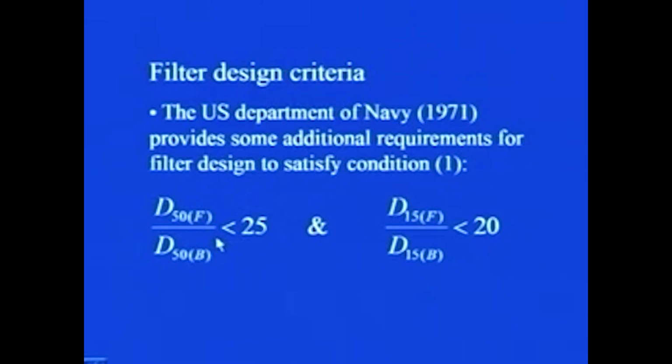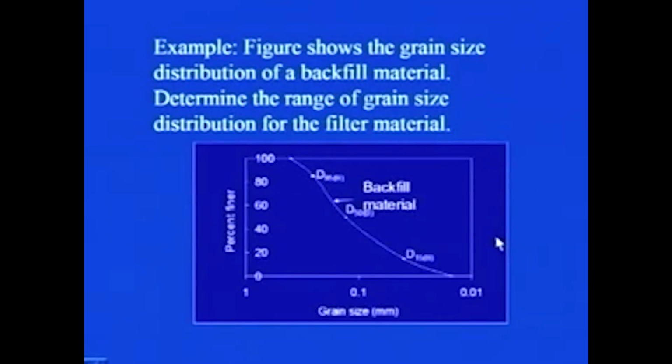What are those conditions? There are two conditions which have to be satisfied simultaneously: D50 of filter divided by D50 of base material, that is backfill material, should be less than 25, and D15 of filter divided by D15 of base material or backfill should be less than 20. Now, these were the criteria. Let us try to see with the help of an example how you can use such guidelines to suggest whether this particular material is suitable as filter material or not.